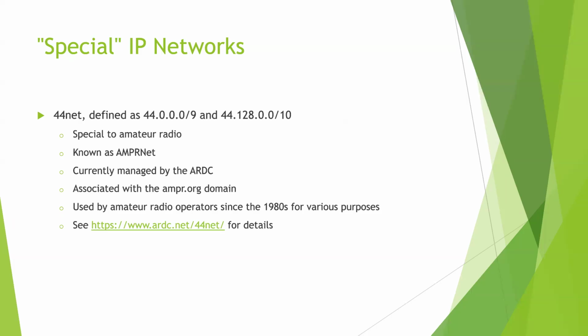It's been used by amateur radio operators since the 80s for various purposes, and you can get a 44 net subnet from them if you want one. So if you want to do some stuff on 44 net, you can get that. You can attach to other 44 net nodes over the internet using tunneling, or there are other mechanisms as well. So you can get a 44 net address if you want to play around with that. I haven't done it, but it's kind of cool. Probably will do it at some point just to add it to my toolkit of things that I've done.